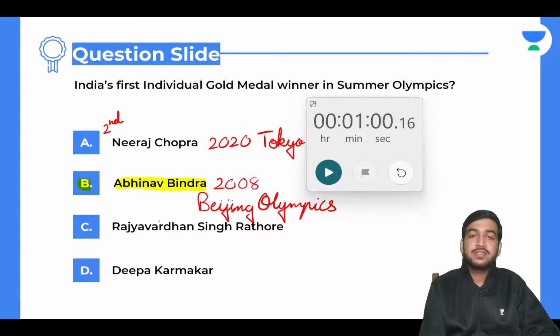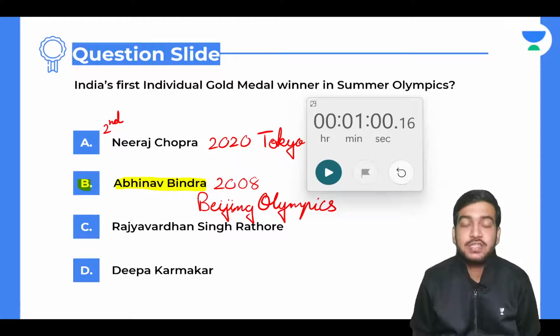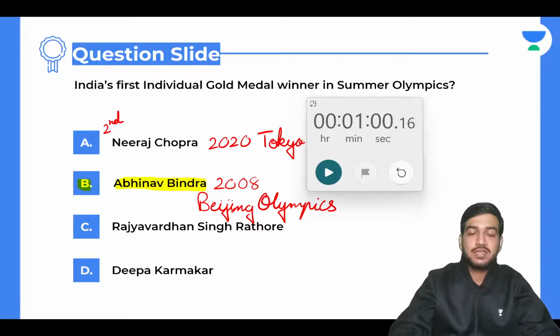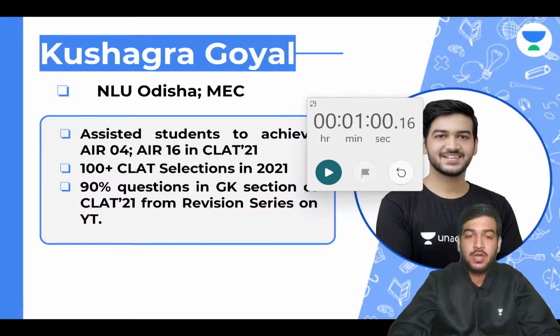Rajyavardhan Singh Rathore was a medal winner but not a gold medal winner in the Athens Games of 2004. And Deepa Karmakar was an Olympic participant. She's an Olympian in gymnastics. She came to a whisker of a medal in gymnastics in the 2016 Rio Olympics.